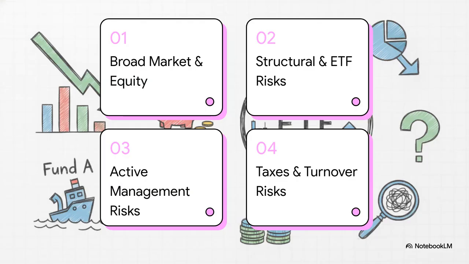All right, here is our roadmap for today's explainer. We're looking at broad market and equity risks, structural and ETF risks, active management strategy risks, and finally, taxes and turnover risks. Let's get into it.